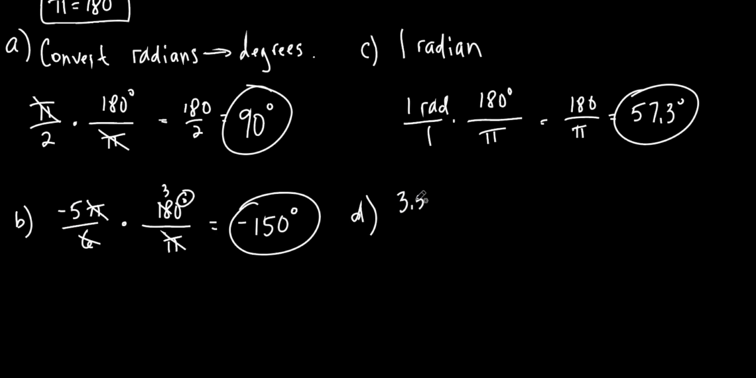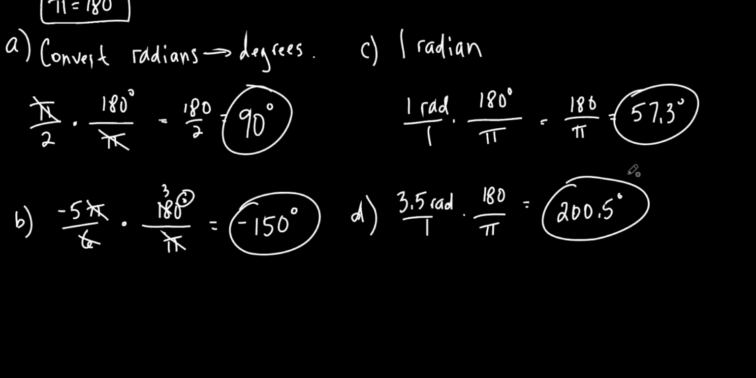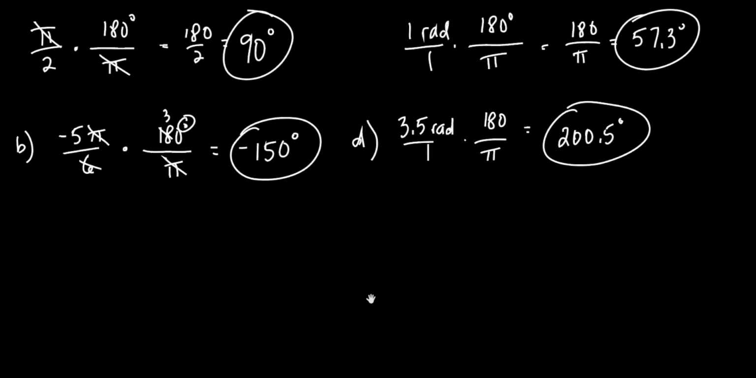So what if we have 3.5 radians put over 1, then pi on the bottom, 180 on top, and you just put that in your calculator. 3.5 times 180 divided by pi, and you get 200.5 degrees. Okay? Everybody with me on that? Yeah. Now what do you think we're going to do? Going to go the other way. That's right. So let's go from degrees. I'll write that down. So this time we're going to convert from degrees to radians.